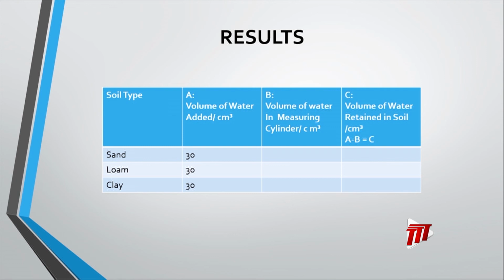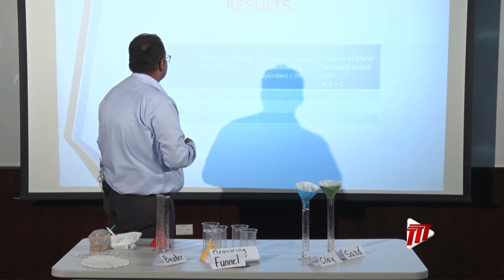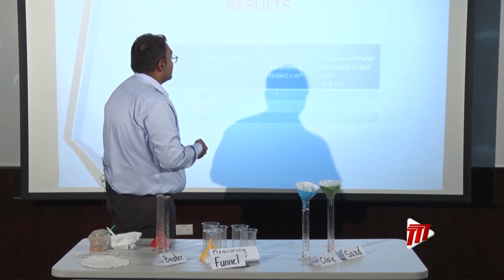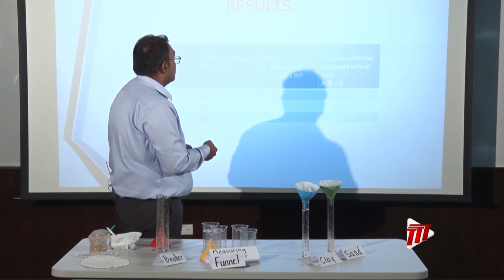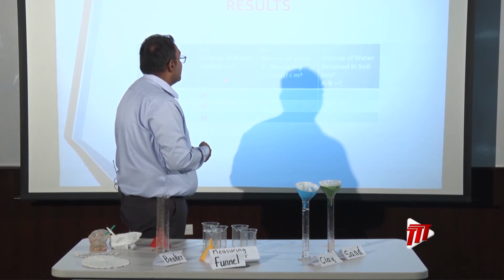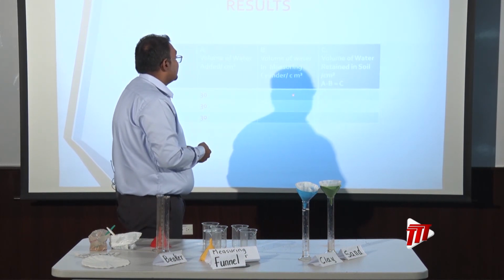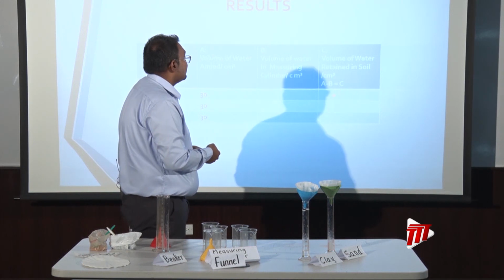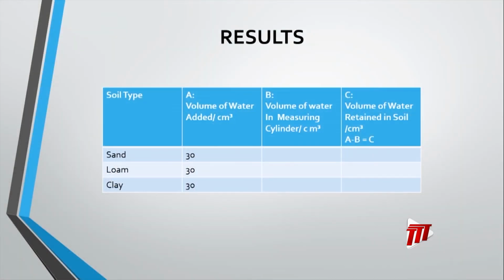What that means, A is 30 minus whatever we got here. So in this case, for sand, it would be 20. So for this section would be 30 cm cubed minus 20, which would give us 10 cm cubed. And the same for clay. And if we had many different soil types, we do the same treatment of the results.